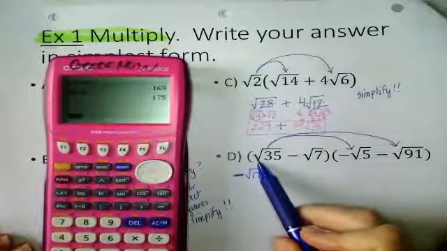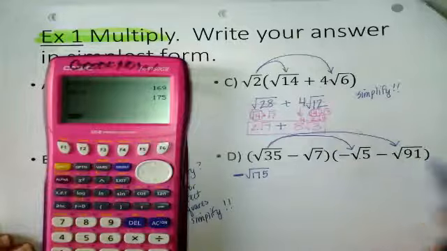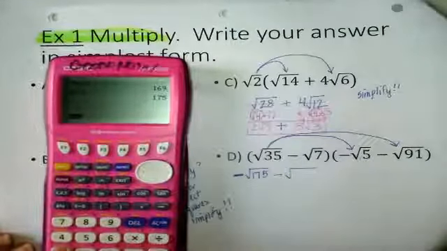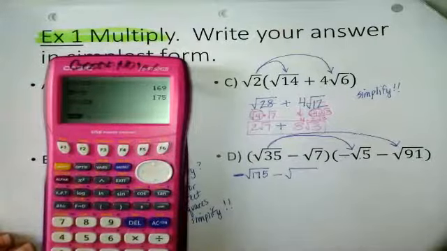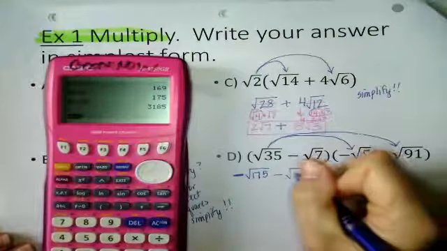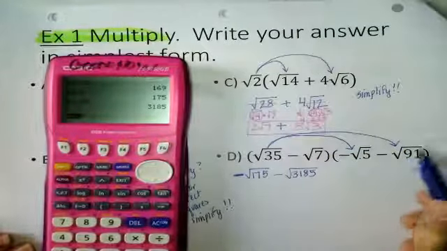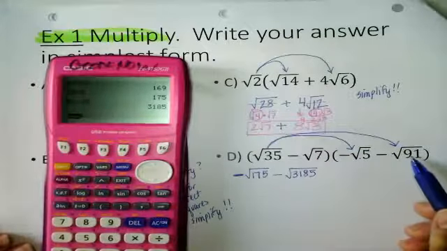Now I'm going to do the outside product here. Radical 35 times negative radical 91 is negative radical... I have no idea. That is where calculators come in handy. Oh my God. 3185. When I see numbers like this, I just kind of wonder if I had a typo.